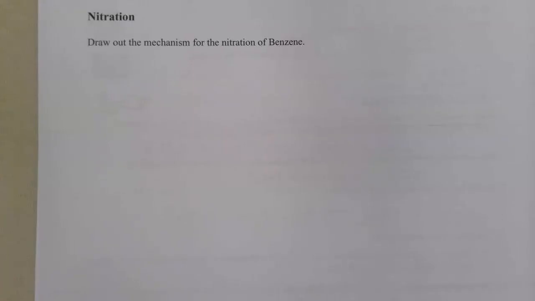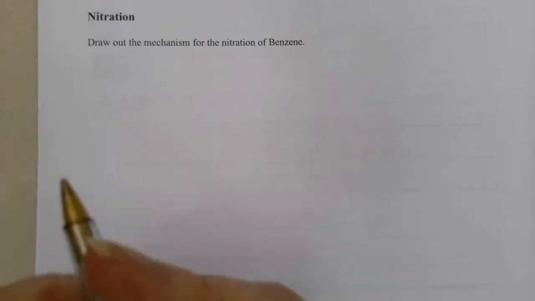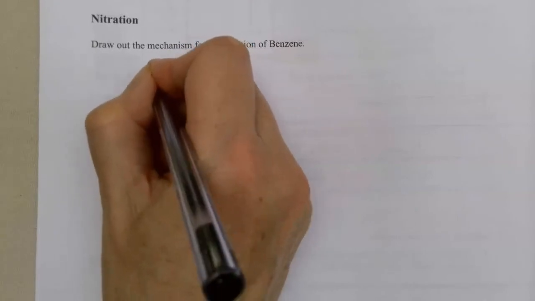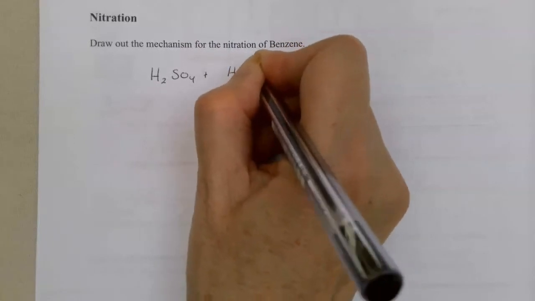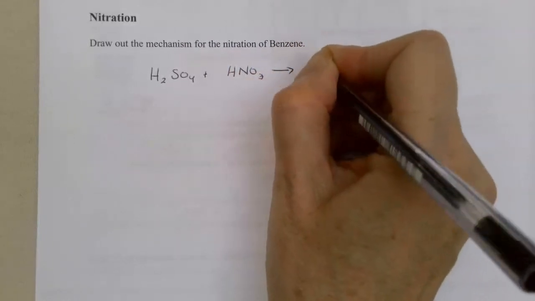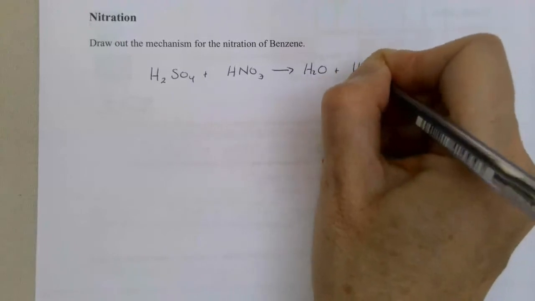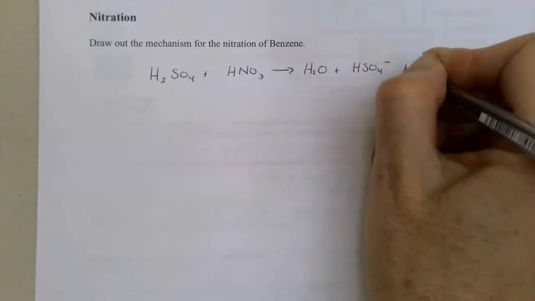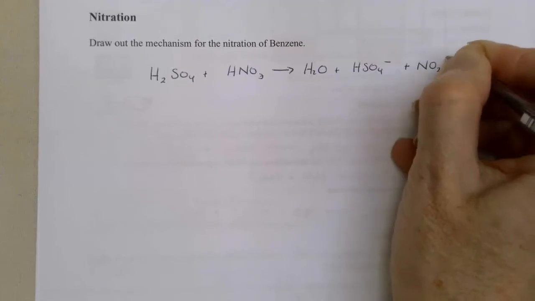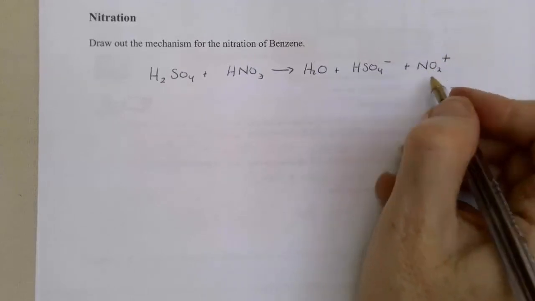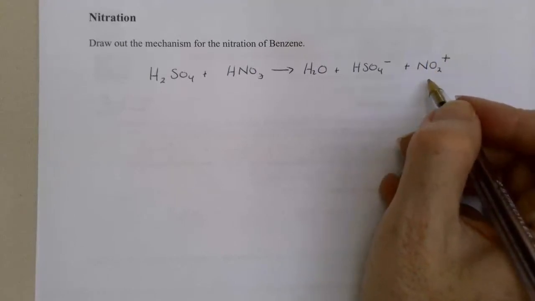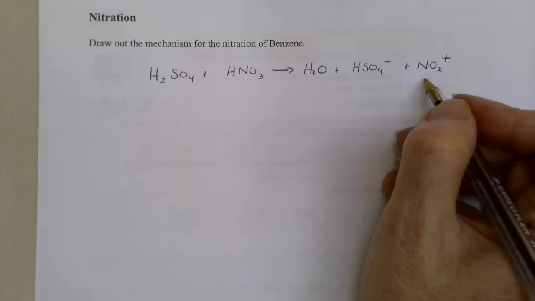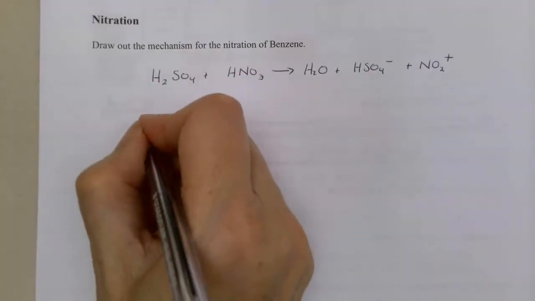So on the next page we're just going to draw out that mechanism for the nitration of benzene. So we're going to start with generating our electrophile. So I've got my sulfuric acid and my nitric acid reacting to form my water and my HSO4 minus and my electrophile NO2 positive. We need to generate the electrophile. It's never going to be able to be a reagent, and the reason for that is these are very, very unstable.